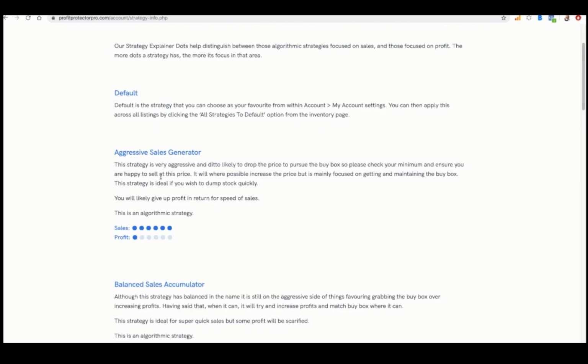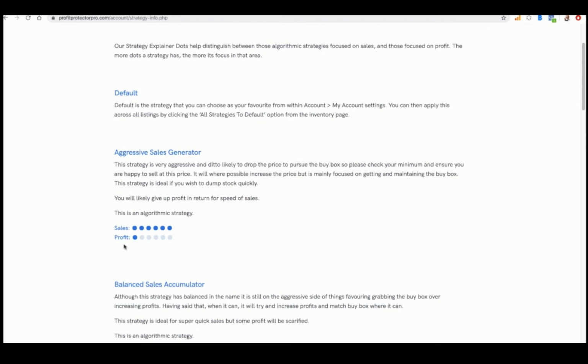Aggressive sales generator. This is a super aggressive strategy. So this is a good strategy to use if you want to just dump your stock for whatever reason. I wouldn't suggest you use this strategy for everyday products that you're actually trying to make a profit on, because this is designed to get you sales, and that will be giving up profit to achieve those sales. So you absolutely will lose profit.